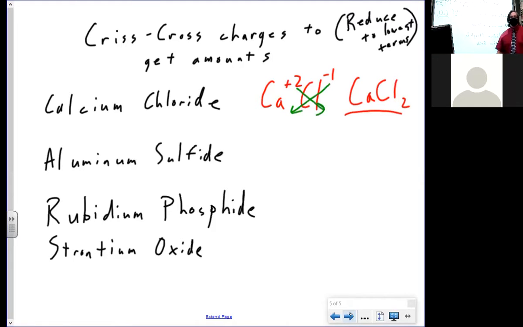That's it. And screw your pluses and minuses, because when they were up here, we were talking about charges, so I need pluses and minuses. When we're down here, we're talking amounts. I don't need pluses and minuses. Rock and roll. It's just a trick to do it faster.